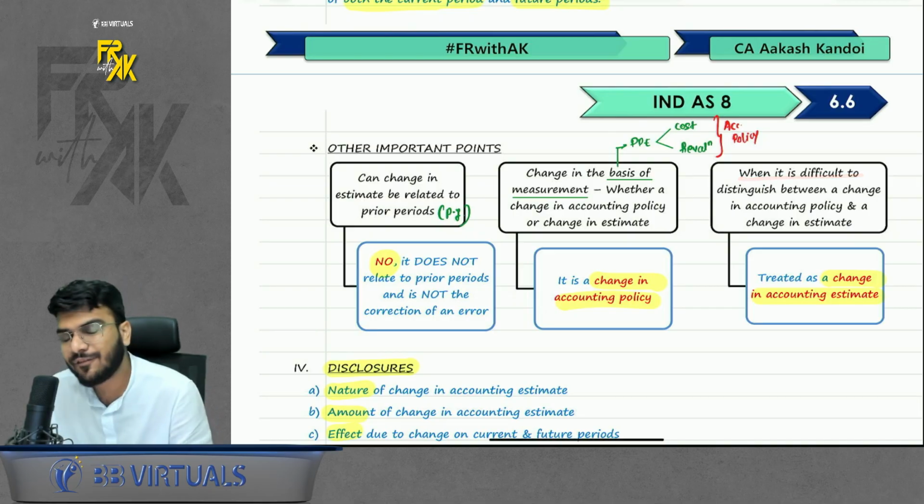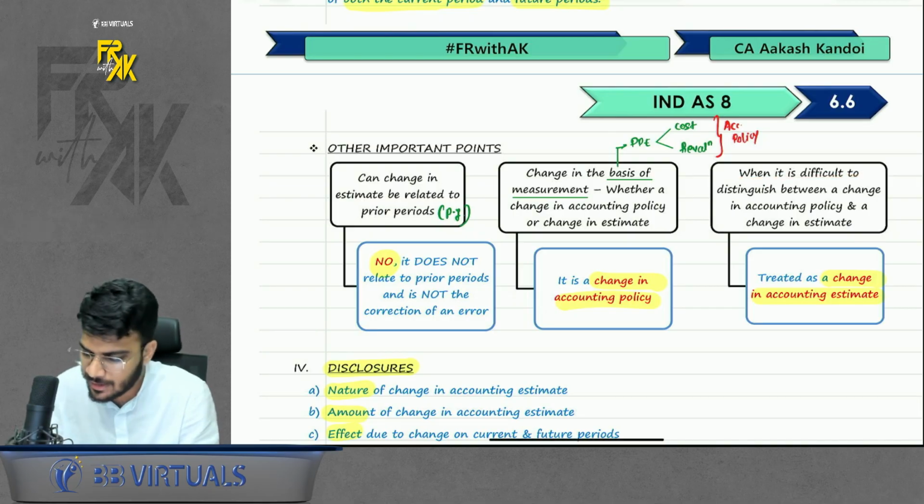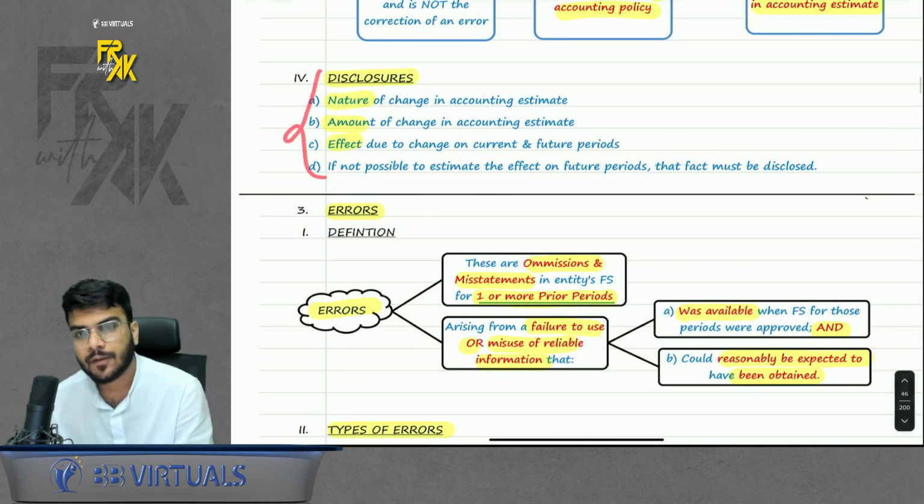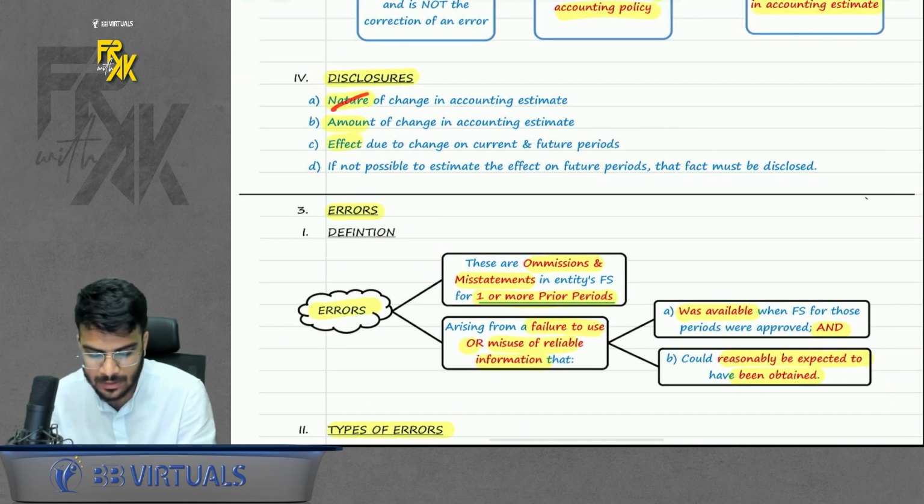Also, for any particular transaction, if it is getting difficult to distinguish between a change in policy and a change in estimate, always treat it like a change in estimate. Simple. Next point is disclosure. Whenever you change an estimate, disclose the nature, amount, and effect.